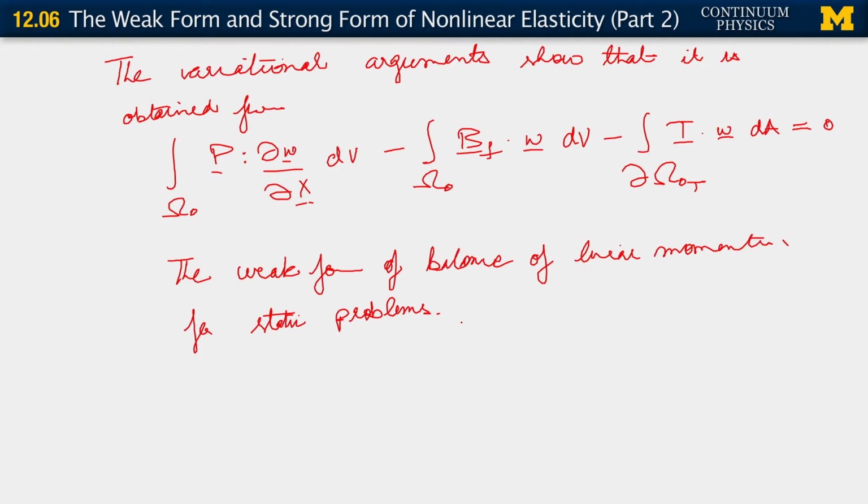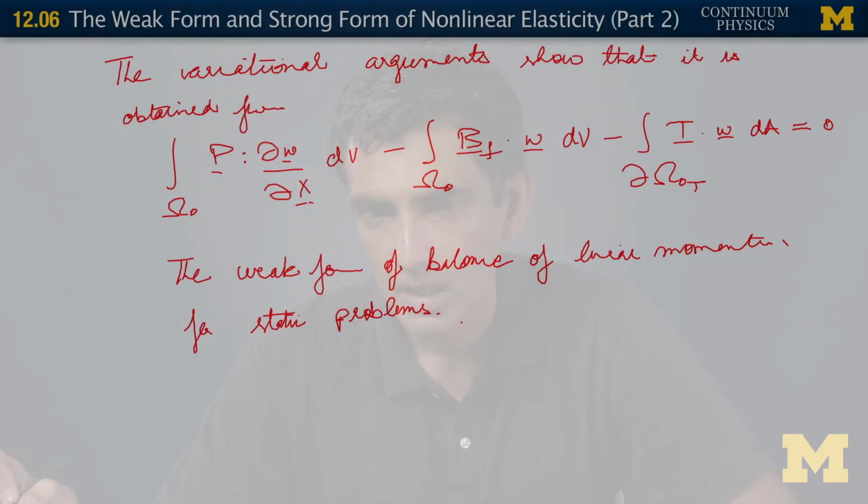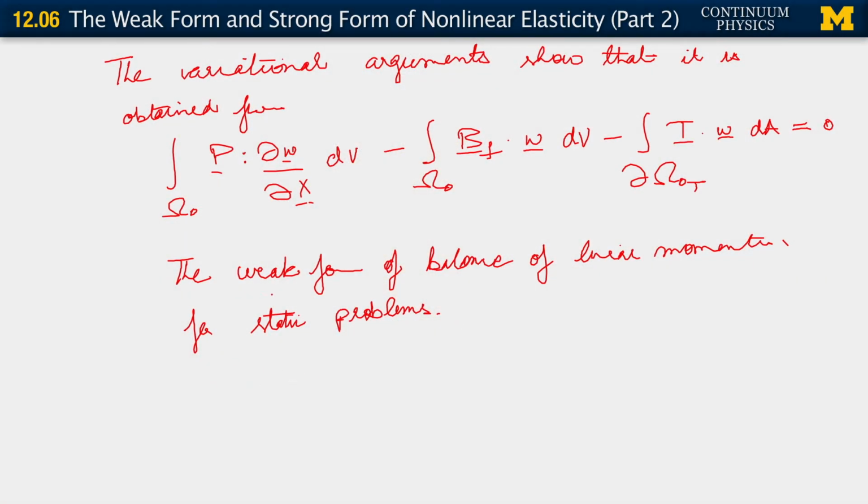Okay, it's called the weak form for a couple of reasons. You observe that, first of all, it's written in integral form, right? It does not hold pointwise. So that's part of the reason why it's called the weak form, okay, because it holds in integral form.